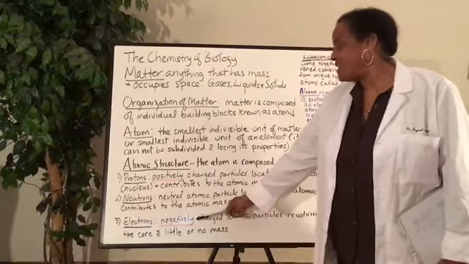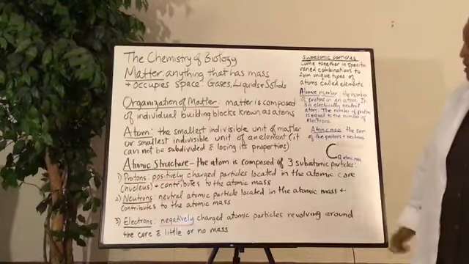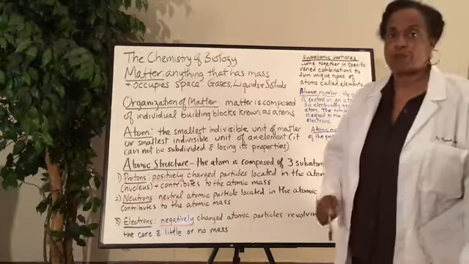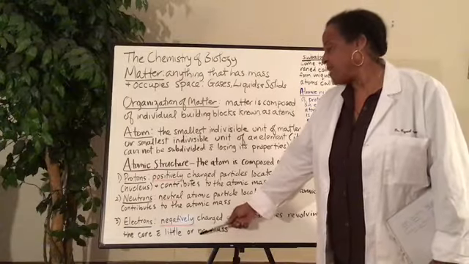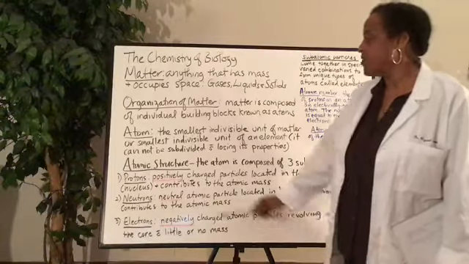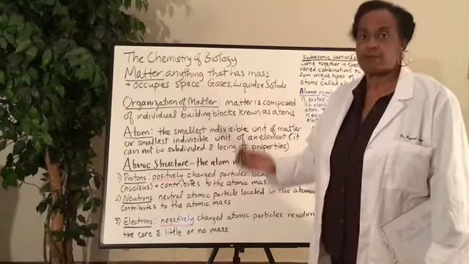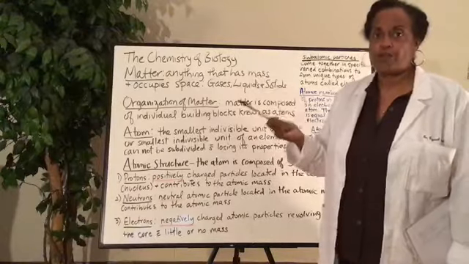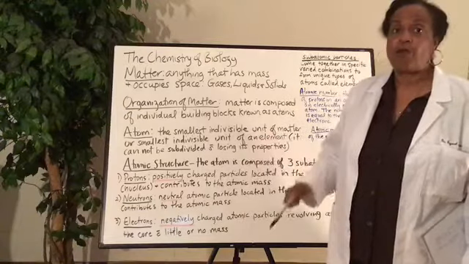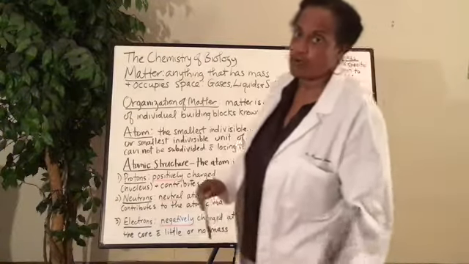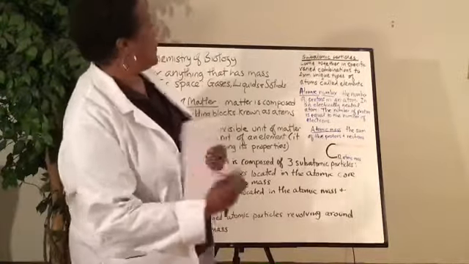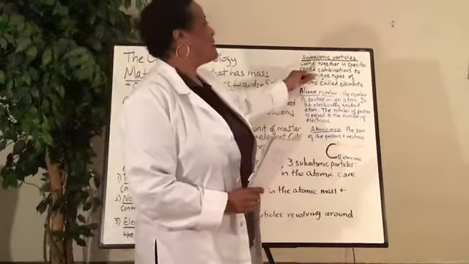Electrons. Electrons are negatively charged atomic particles, and they revolve around the core. They revolve around the nucleus. And the electrons have little to no mass, right? So you have protons and neutrons working together to make the core, or the nucleus, and then these electrons rotate or revolve around this nucleus, or the core. We're going to talk about mass in a bit.